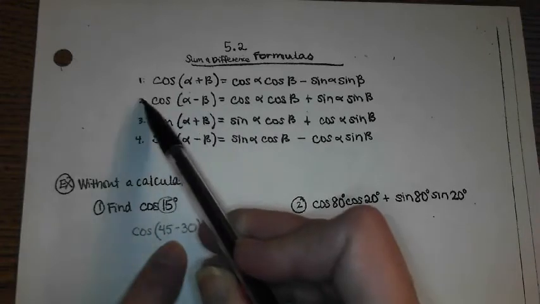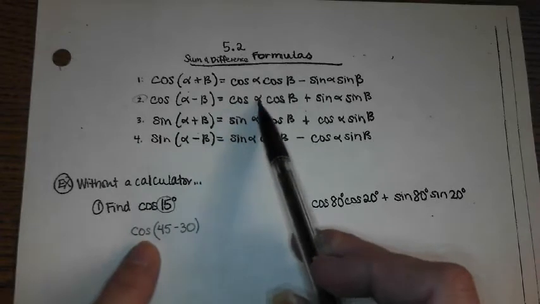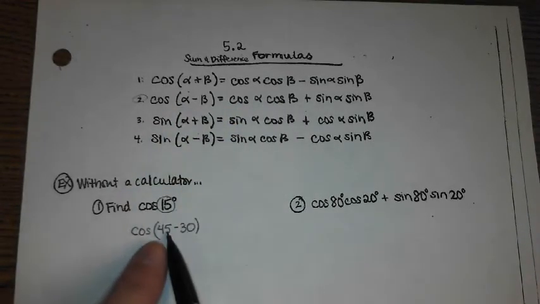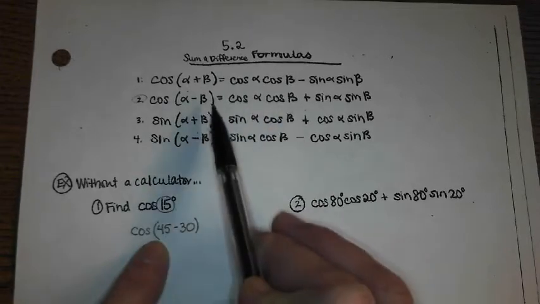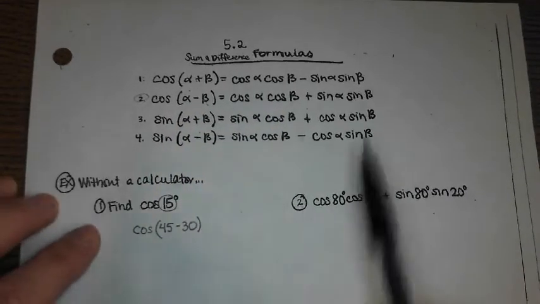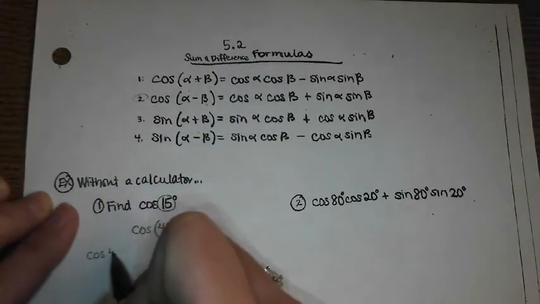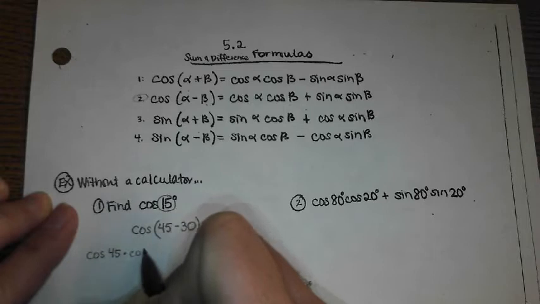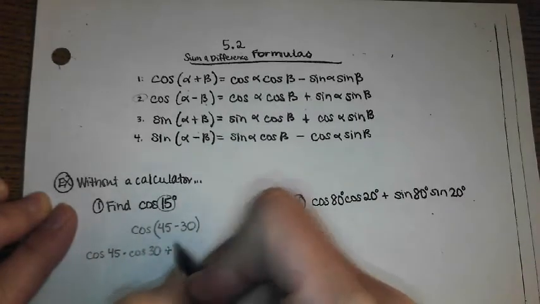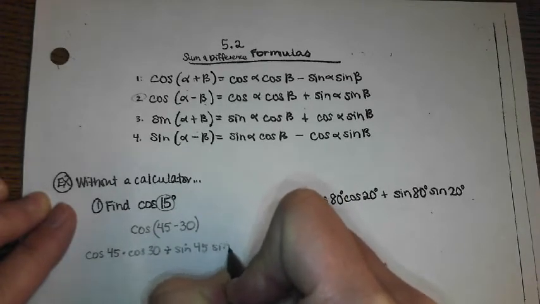So I'm going to use equation 2. And it's going to be the cosine of alpha, cosine of beta, plus sine alpha, sine beta. So alpha is just the first angle, so in our case that's 45. And beta is the second angle from our subtraction, so in our case 30. So that's going to be cosine of our 45 times the cosine of our 30 plus the sine of our 45 times the sine of our 30.